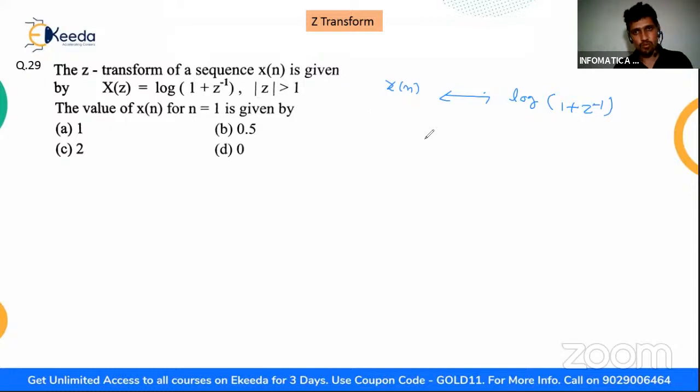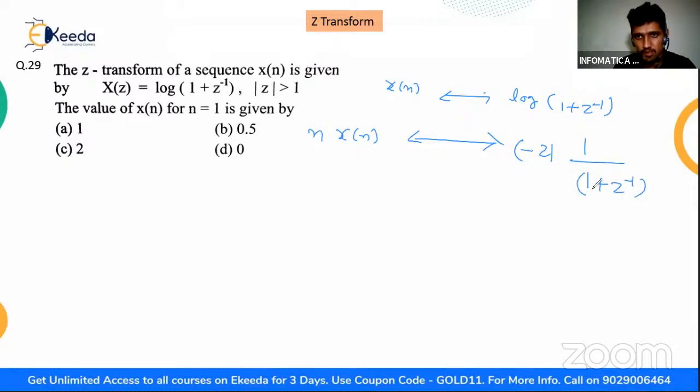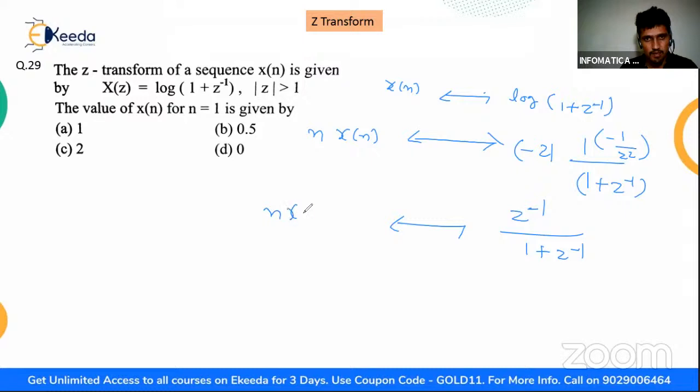So what we will do, for n x of n, we will use this differentiation property: minus z and differentiation of this with respect to z, which will be 1 upon 1 plus z inverse, and then differentiation of this z inverse, 1 upon z, will be minus 1 upon z square. By simplifying, we will get minus minus plus, and this will be z inverse upon 1 plus z inverse. This is basically n x of n.